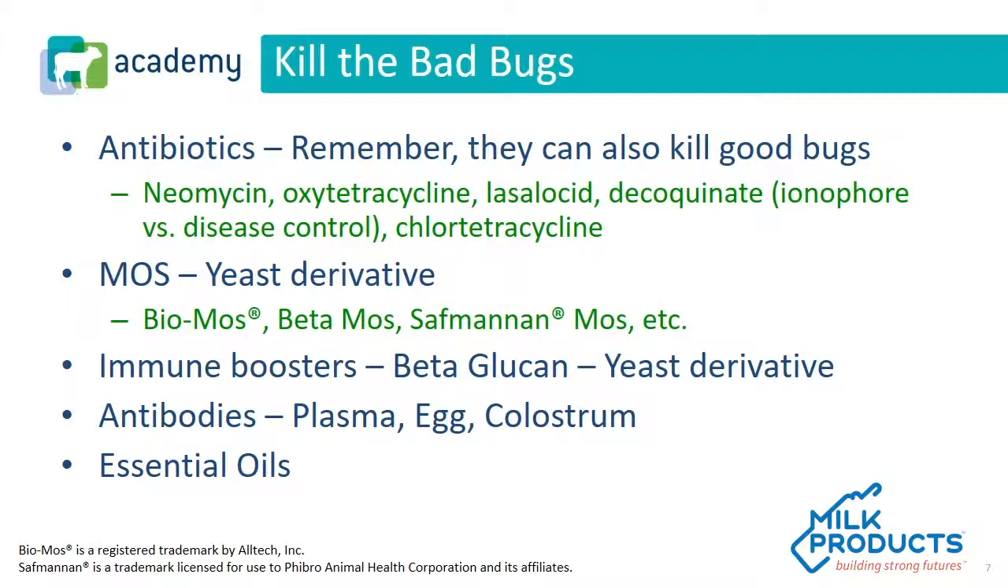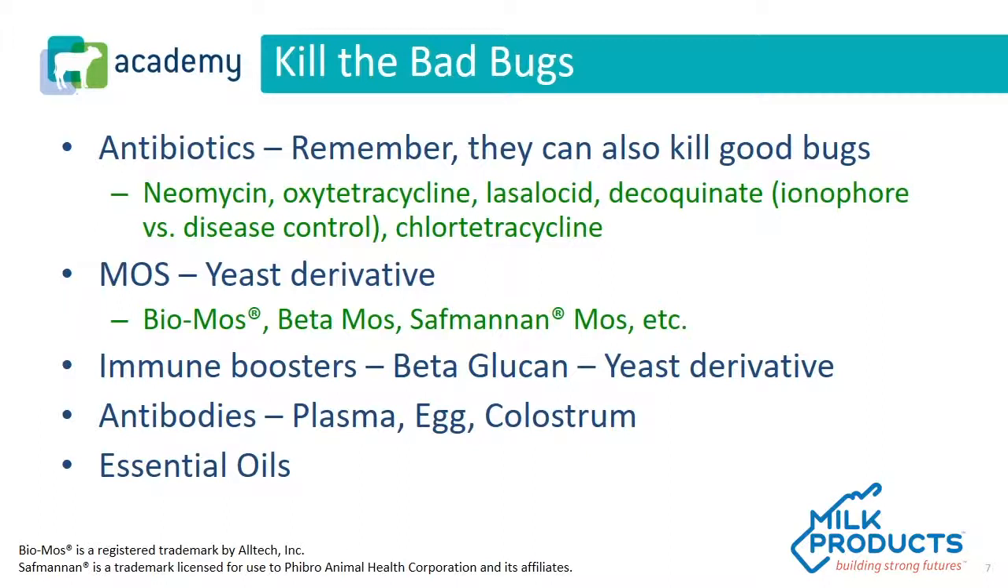A non-medicated feed additive that also kills bad bugs is MOS. MOS is a yeast derivative, also known as Mannan Oligosaccharide. Brand names of MOS available are Bio-Mos, Beta-Mos, Saf-Mannan, Agro-Mos, and there are multiple others. Another yeast derivative that is added to milk replacers are immune boosters, such as beta-glucan. It is derived as a byproduct of yeast, just like MOS is, and it has a direct effect modulating the immune system of the calf.